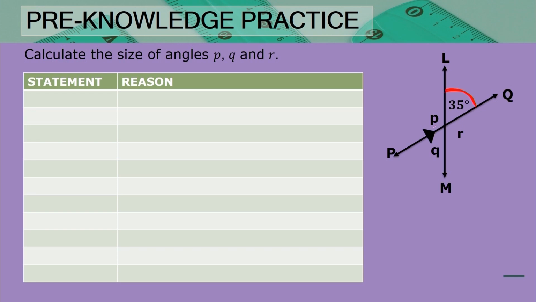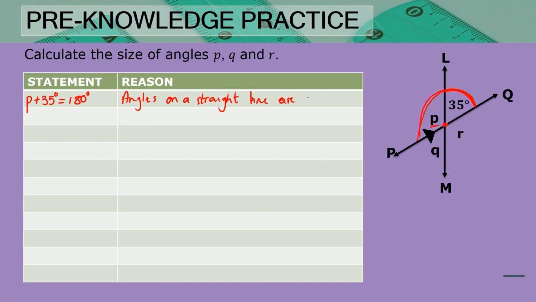Firstly, let's look at P. When we're looking at P, we can see that P is sharing a vertex with the angle of 35. Both of them are lying on this line, which is a straight line, PQ. As they are lying on PQ and they're on a straight line, what do we know about them? We know that angle P, when added to angle 35, will give us 180 degrees.